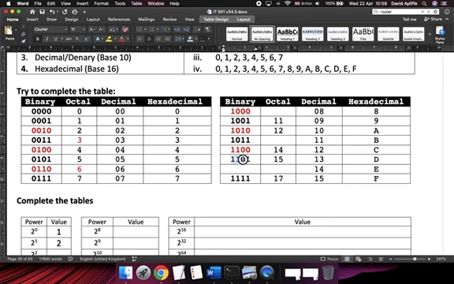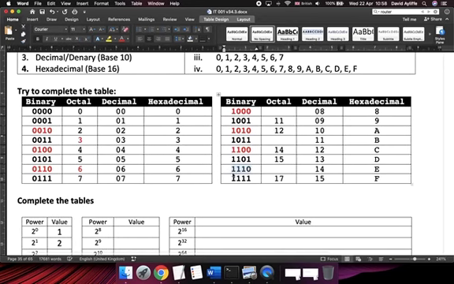14. We've got binary 13 and binary 15, so it probably looks something like that: 8 plus 4 plus 2. 8 plus 2 is 10, plus 4 is 14. Super. Right, octal: 0, 1, 2, 3, 4, 5, 6, 7.